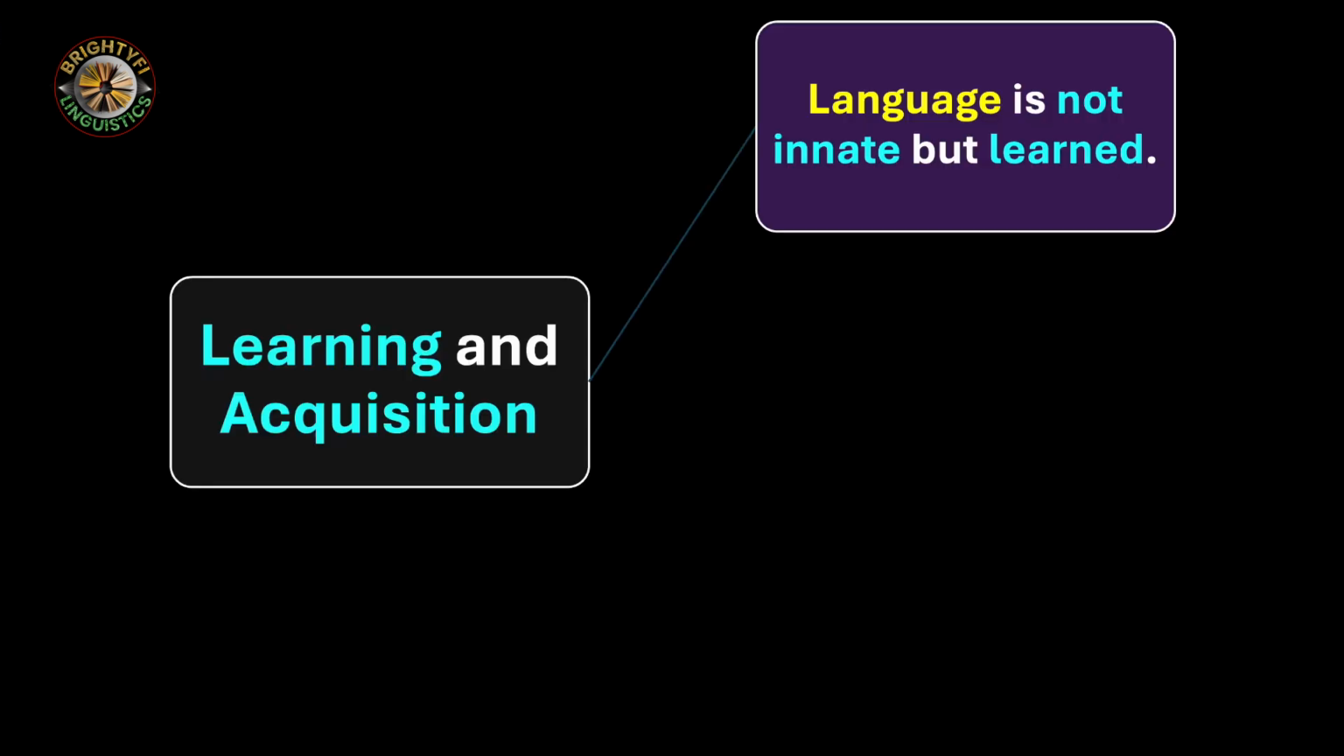So the first one is learning and acquisition. Language is not innate but learned. Language is not natural. Language is not spontaneous. It has to be acquired. It has to be learned. It has to be practiced. You have to make effort to learn the language. Language will not happen to you automatically, will not originate within you automatically. For this, you have to practice a lot. You have to learn a lot. You have to work hard. That is the point here.